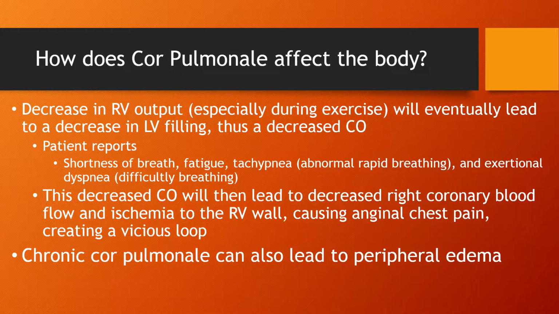Well, first you must understand that pulmonary hypertension leads to a decrease in right ventricle output, especially during exercise, that will eventually lead to a decrease in left ventricle filling. Thus, you see the cascade of conditions decreasing the cardiac output. The patient will report shortness of breath, fatigue, and difficulty breathing, and this decrease in cardiac output will then lead to decreased right coronary blood flow and ischemia to the right ventricle wall, causing anginal chest pain, creating a vicious cycle for the patient. Chronic cor pulmonale can also lead to peripheral edema.